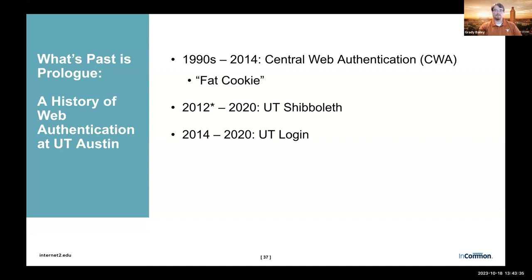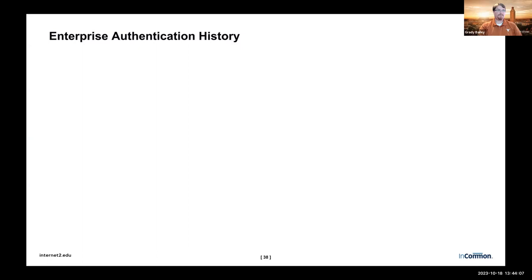It had SAML, it had a proprietary web SSO as well, and something that we call the transitional fat cookie, which means that that old cookie infrastructure actually carried forward in some way, shape, or form, and still carries forward today to an extent on one particular area of campus, but that carried all the way forward until we started transitioning off of it in the UT login era.